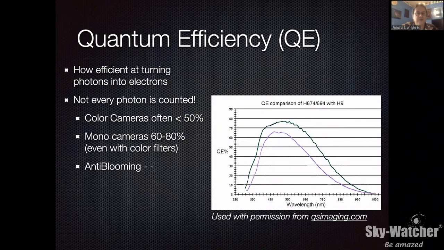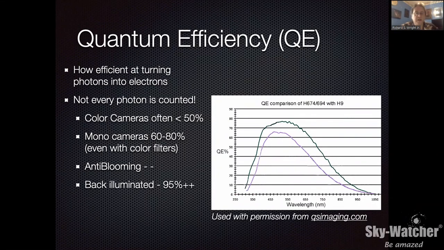Another important factor is, do you have an anti-blooming chip? I'll show you some pictures of what blooming looks like in a minute. Most of the images that we use for pretty pictures are anti-blooming, and that often lowers the QE slightly.